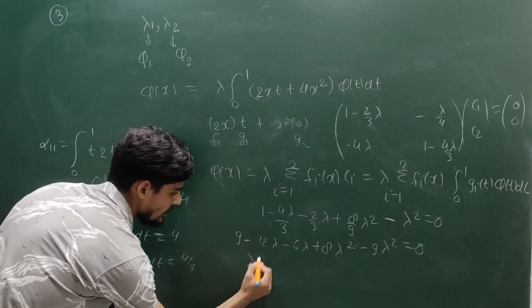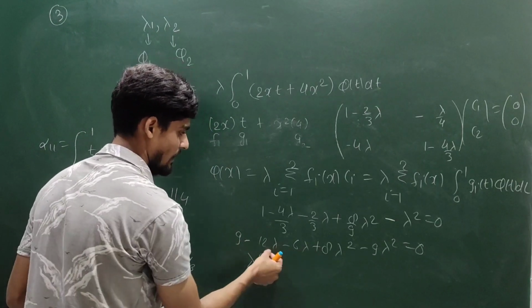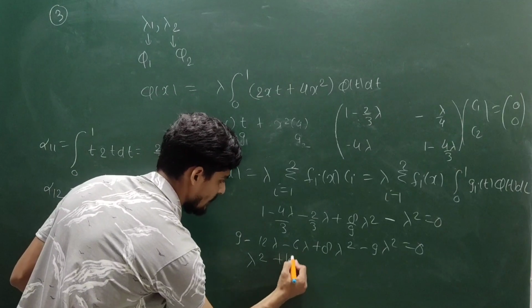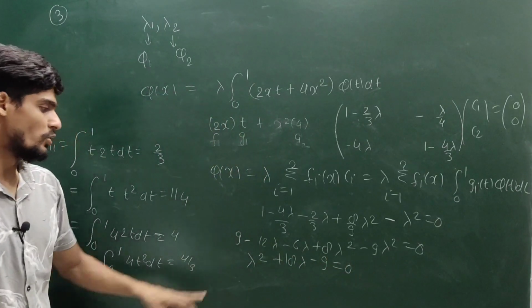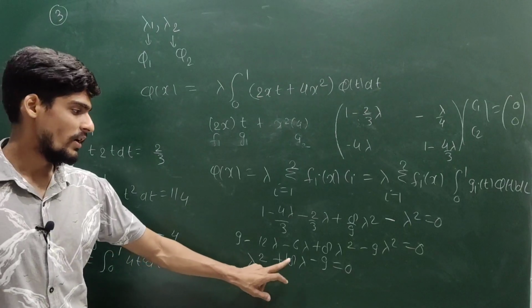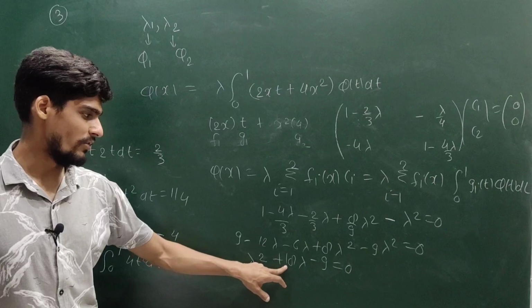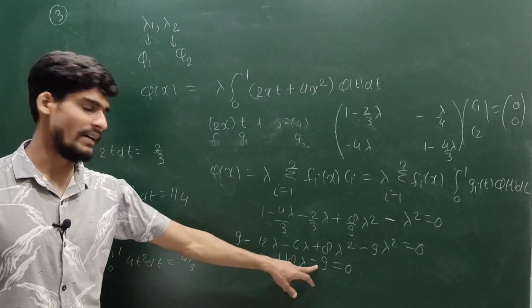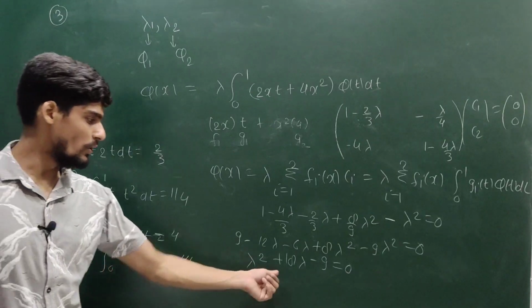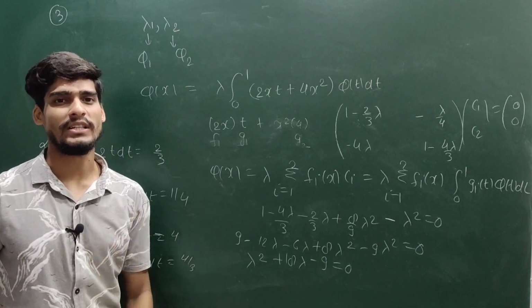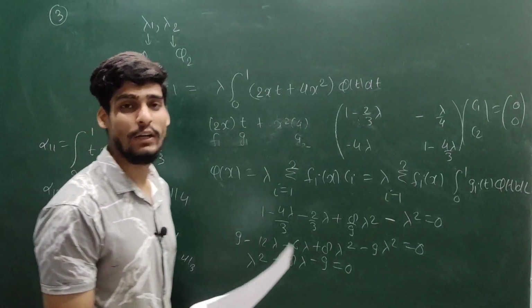So this is a quadratic equation. Lambda square, this is 6 and 12, it will be plus 18 lambda minus 9 equals 0. So you have this equation, and you can easily observe your b square is not equal to 4ac. Your b square will be 18 square, 4ac will be 36. So you have two distinct roots. If you have two distinct roots, that means you have two distinct values of lambda. That is, your lambda 1 is not equal to lambda 2.